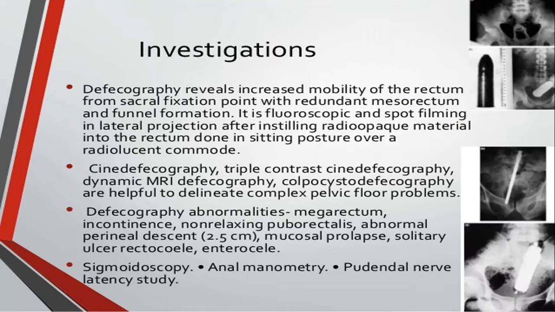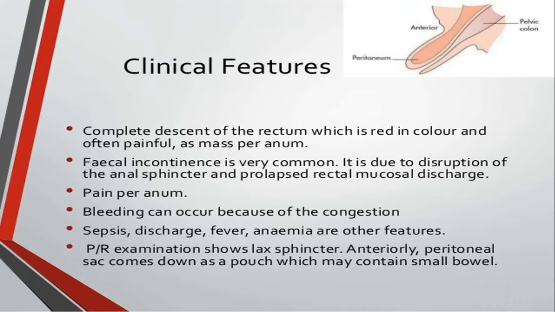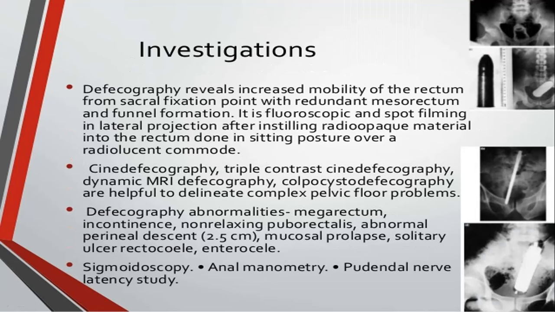Now, what investigation do you ask the patient to do? Defecography reveals the mobility of the rectum. You can see in this area, this is the anterior part and this is the posterior part. You can see the peritoneum comes as a pouch and this peritoneum contains small bowel. When you push this peritoneum inside of the anal verge area, you can feel the gurgling sounds because of the small bowel in this peritoneal pouch.